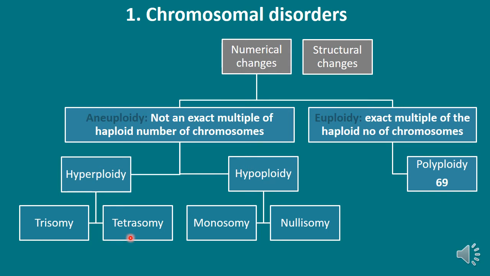If somebody is having 4 copies, it is called tetrasomy of the 21st chromosome. And if somebody is having only a single copy, it is called monosomy of the 21st chromosome. And if the 21st chromosome is absent, it is called nullisomy of the 21st chromosome.